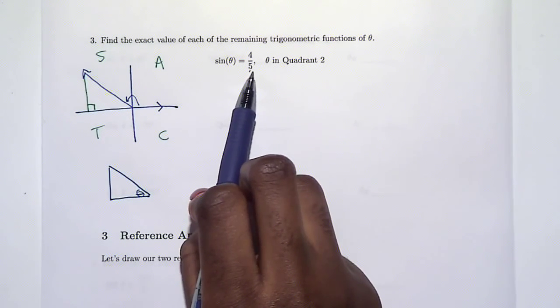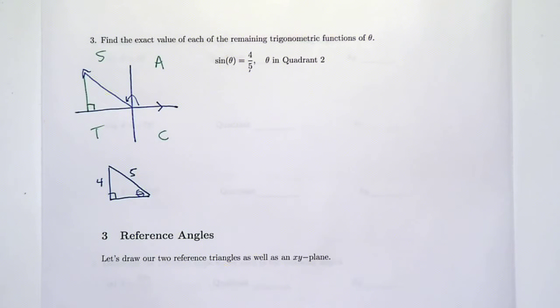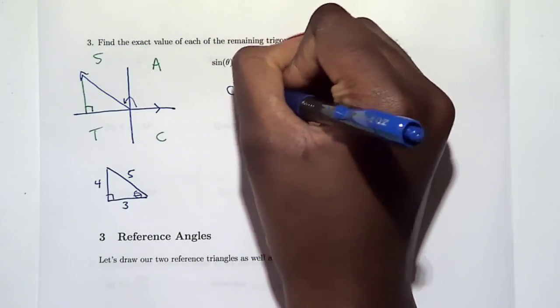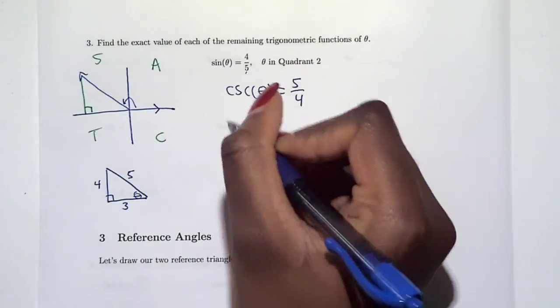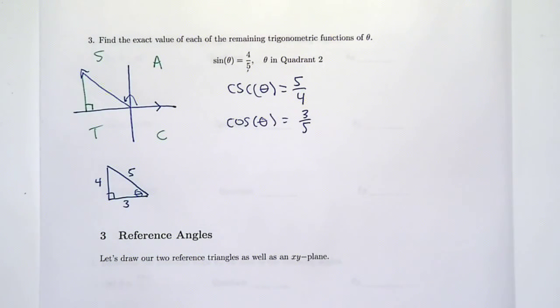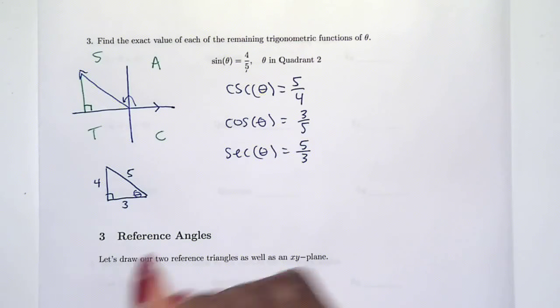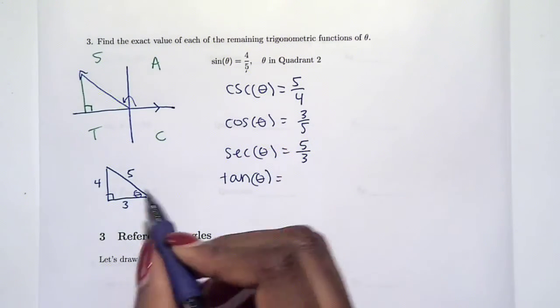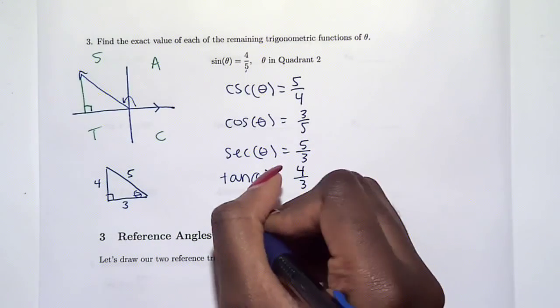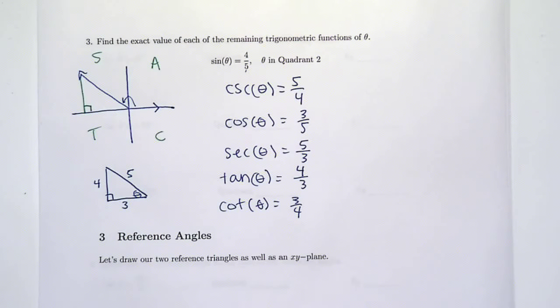All right, so sine is 4/5. That means opposite of our angle should be 4. The hypotenuse should be 5. And then we can use the Pythagorean theorem. This is a 3, 4, 5 triangle. Okay, and we can find all of our other trig functions just from this. We know cosecant theta is 5/4. We can find cosine theta, adjacent over hypotenuse, 3/5. We can find secant theta, 5/3. We can find tangent theta, opposite over adjacent, 4/3. And we can find cotangent theta, 3/4.